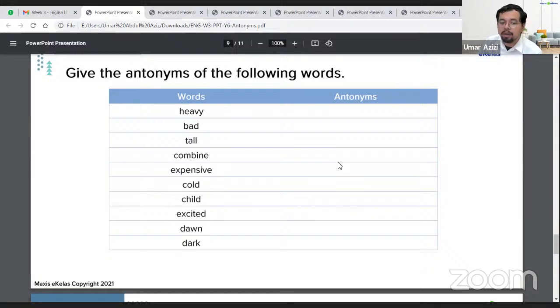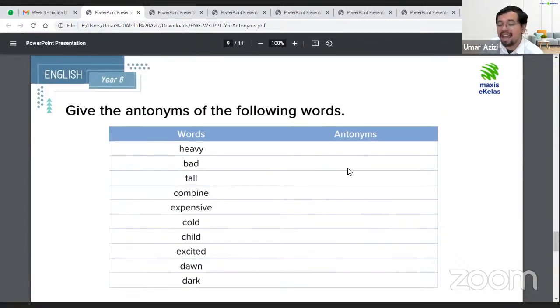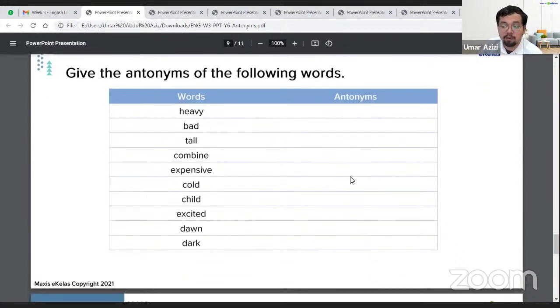So here we have some words, and we need you to give us the antonym for the following words. Before this, we asked you to match antonyms. Now we need you to give us antonyms for the words given. The words are heavy, bad, tall, combined, expensive, cold, child, excited, dawn, and dark. So we'll need the antonyms for them. Because we have 3 minutes left, let's do 2.